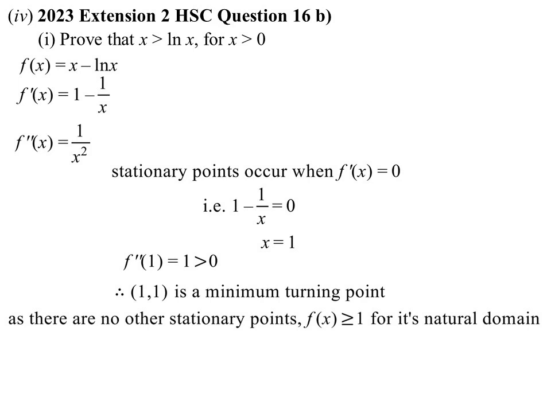So if that's the minimum point, and there are no other stationary points, this curve must always be above 1. Well, if it's above 1, it's certainly bigger than 0. So x is greater than log x. So I didn't actually draw the picture, but I used the calculus tools that we would use if we were to go and draw it to go and prove this question.